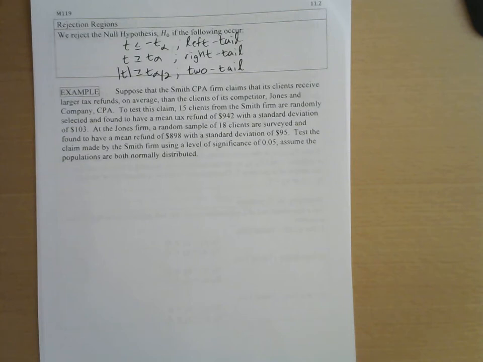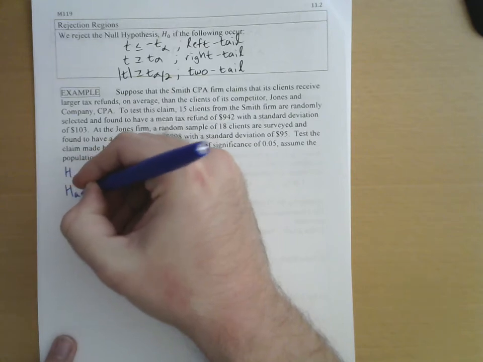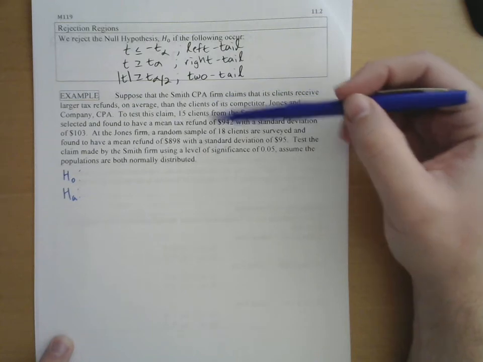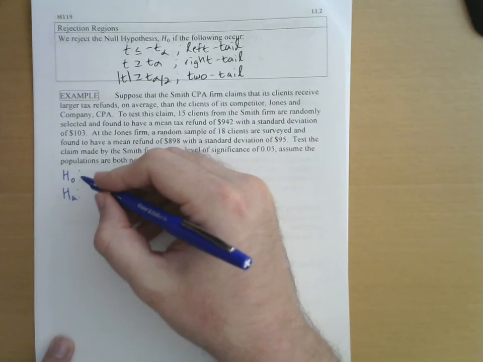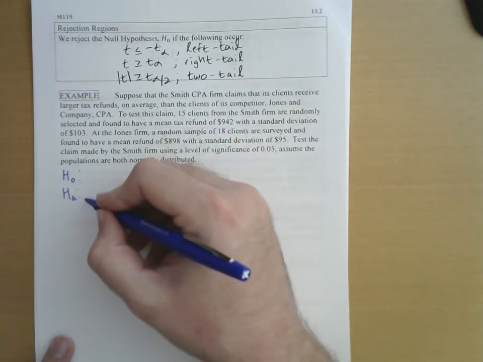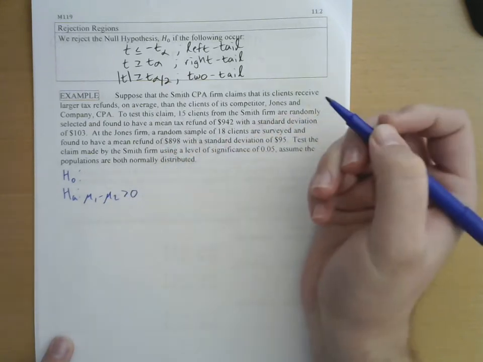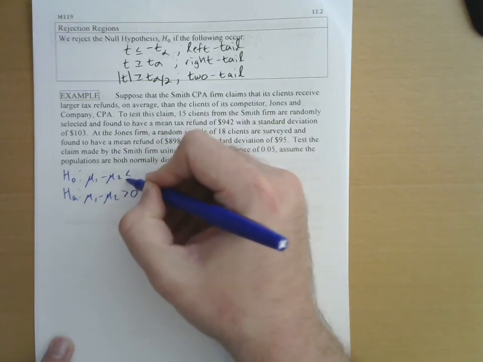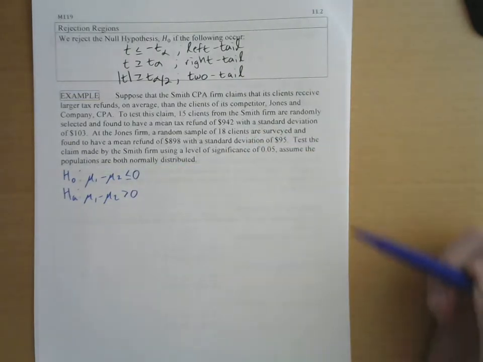Okay, so hypothesis testing starts the same as always. Identify your hypotheses, our null and our alternative. So the null hypothesis goes back to the first sentence. They claim that their clients receive a larger tax refund. So you can see this in two ways. Either their claim, mu1 minus mu2, is bigger than 0, or the alternative, mu1 minus mu2, is less than or equal to 0. So let's talk a little bit about how we would come to this conclusion for the 0.